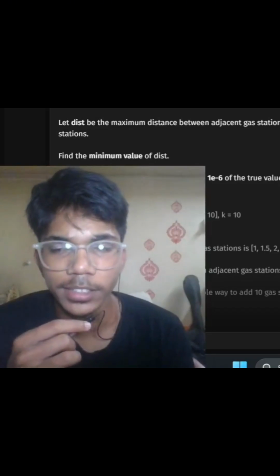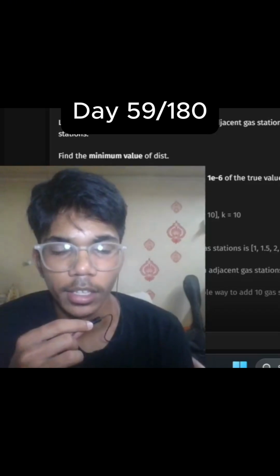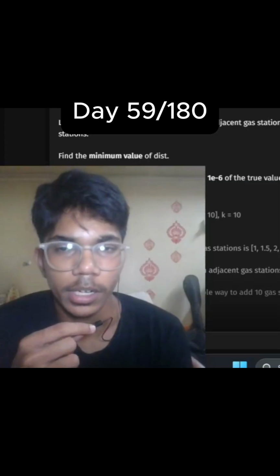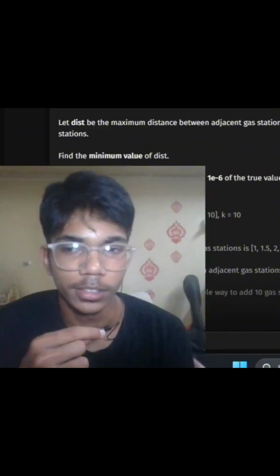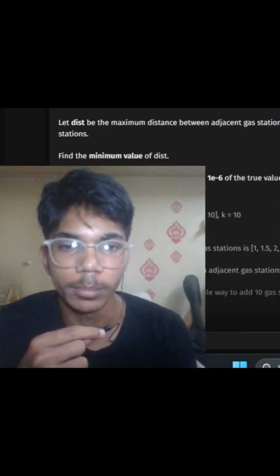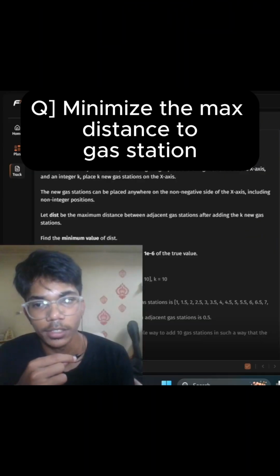So hey, what's up guys, this is T59 of my DSA challenge, and today I did a question from the Striver's A to Z sheet. It was pretty hard to understand and solve. So the question was to minimize the maximum distance to the gas station.